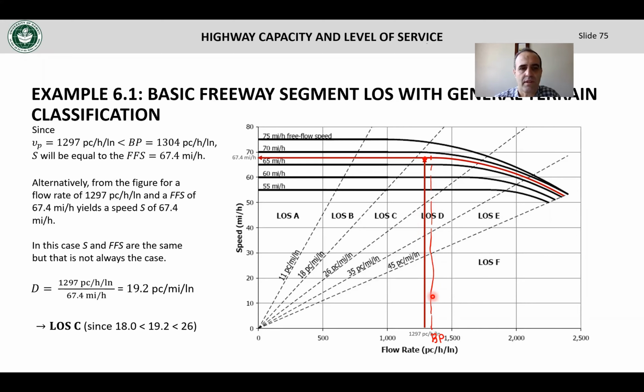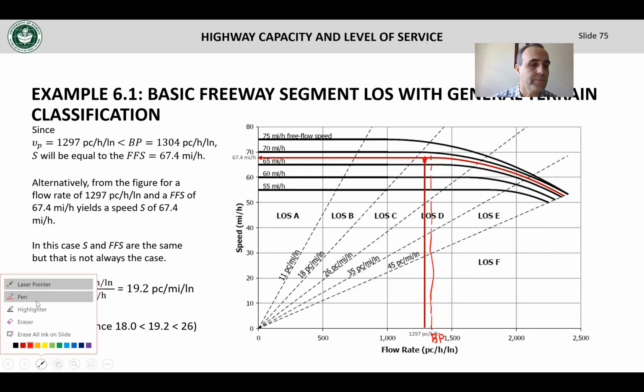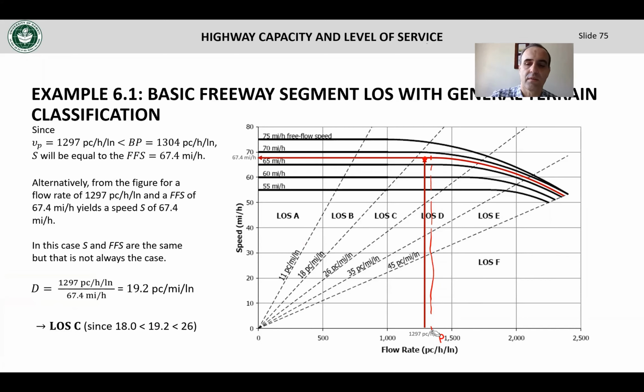Any questions? Because this is the analysis, the basic capacity analysis. It's that simple. What if S is not equal to FFS? Okay, we'll see that in the next example. So let's do that right now.